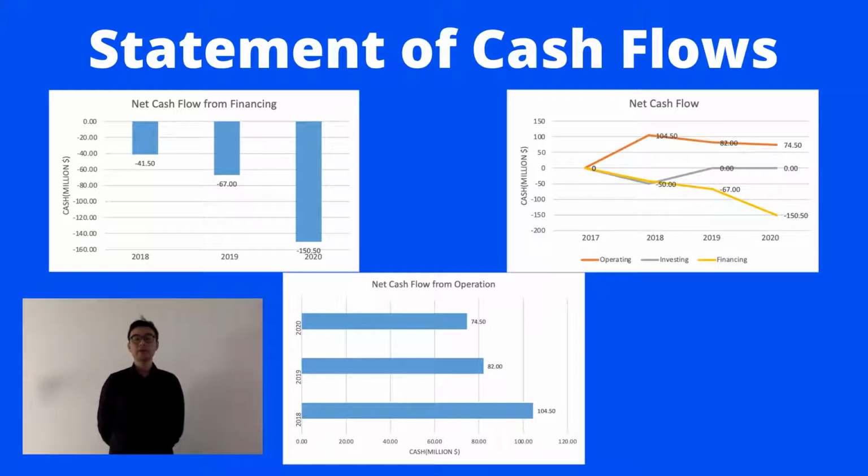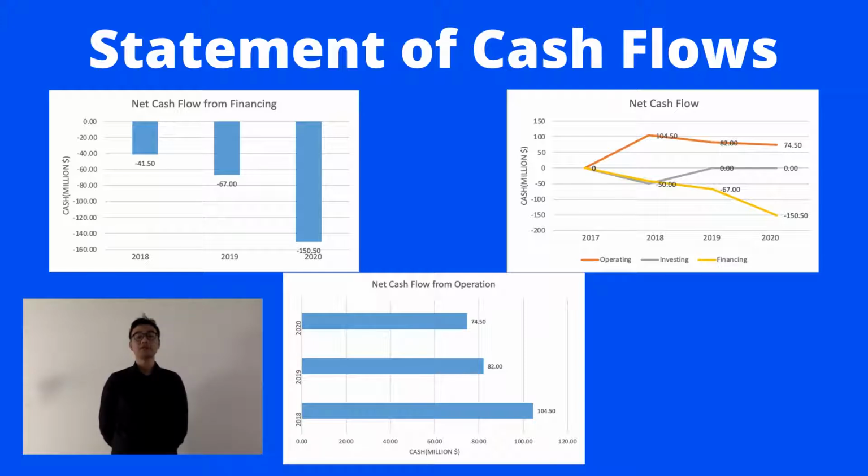Moreover, it can be seen that the cash flows from operation for this company have been decreasing at a continuous rate. It can be seen that over the course of 2018 up until 2020, there has been a significant decrease in net cash inflows from operations.